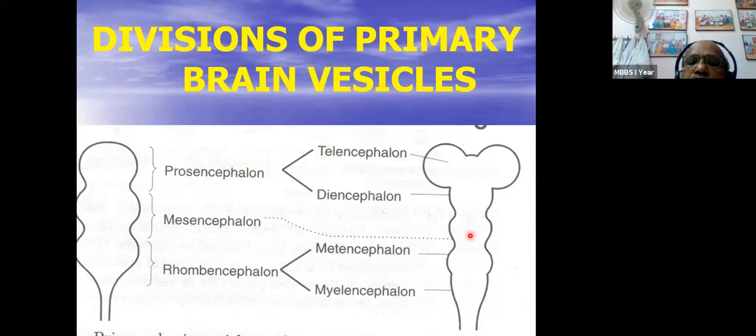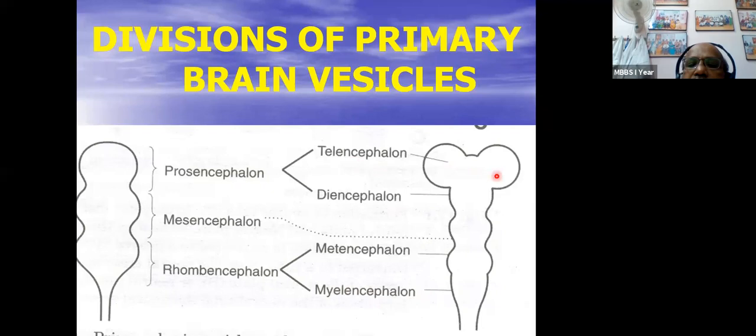Now, if you come down, mesencephalon, we have midbrain. There is not much change. Now, if you take your rhombencephalon, that is also getting divided into two: cranial metencephalon and caudal myelencephalon. Metencephalon and myelencephalon. This is important, furthermore, important for your MCQ.